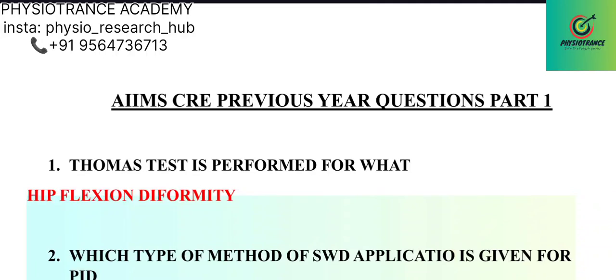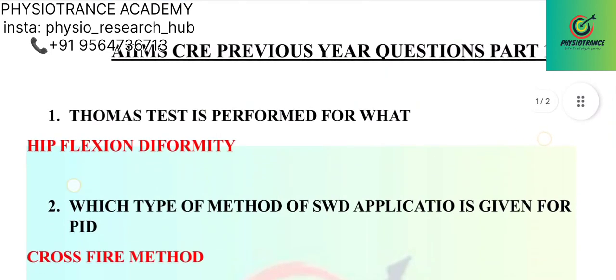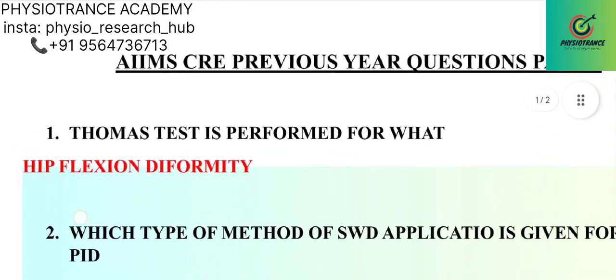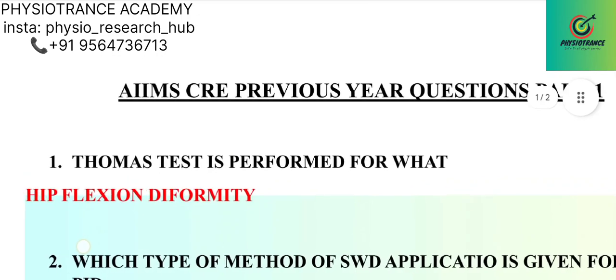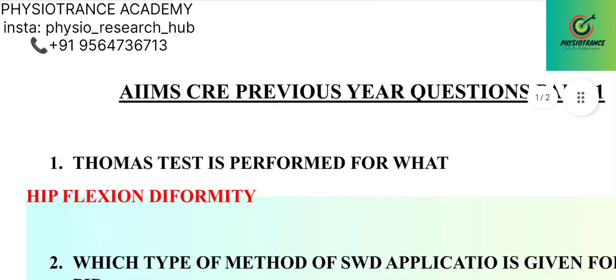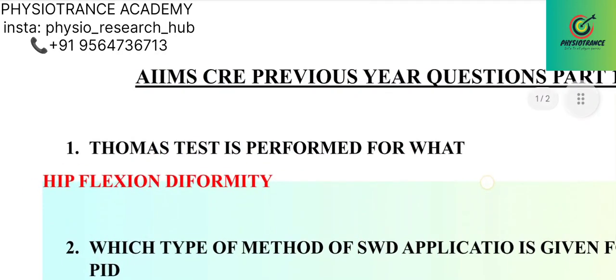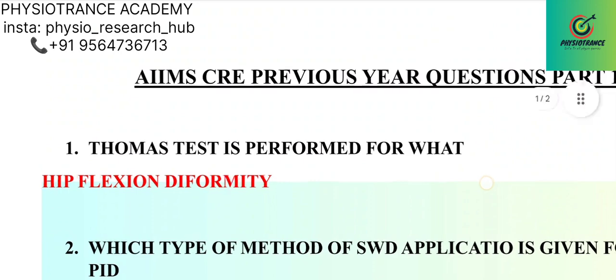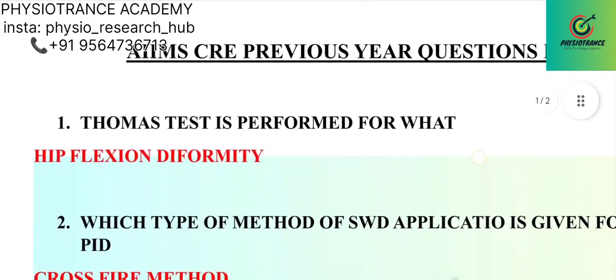Hello friends. So today we'll be discussing and going through some most important previous year questions for the AIIMS CRE that occurred in previous years. So the first question: Thomas test is performed for what purpose? It is for hip flexion deformity checking. We can perform the Thomas test.